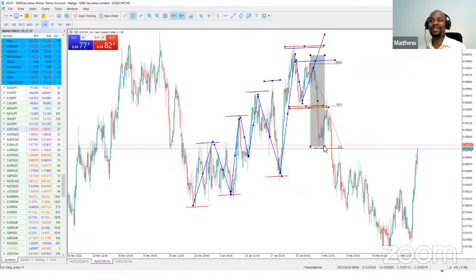So fair value gap is where you have the market. There was a strong selling such that for the selling orders, you don't get matching buy orders, right? At that point here, we have the strong candlesticks.